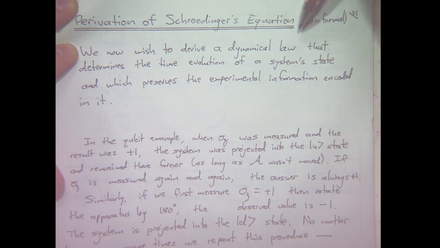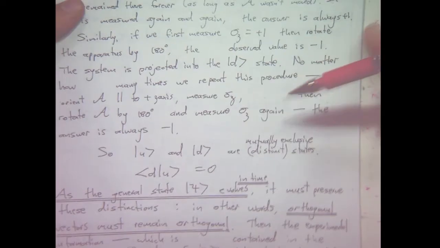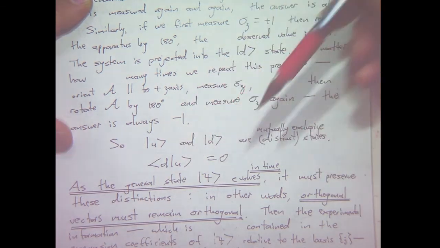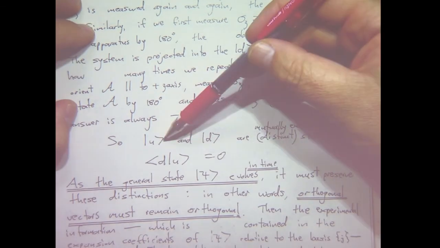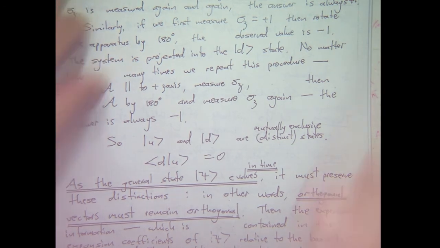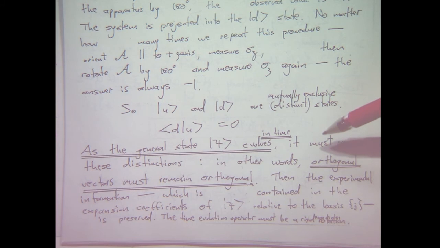We want a dynamical law that preserves the experimental information encoded in the vector as it's evolving. So what it must do is preserve the distinction between your basis vectors. So it must preserve the orthogonality, and also if it is an arbitrary linear combination, it must preserve the coefficients. Although it can multiply the coefficients by an overall phase factor, and it won't make any difference. So what you need is that the evolution must be a unitary transformation. You must be rotating the vector in time, with time.